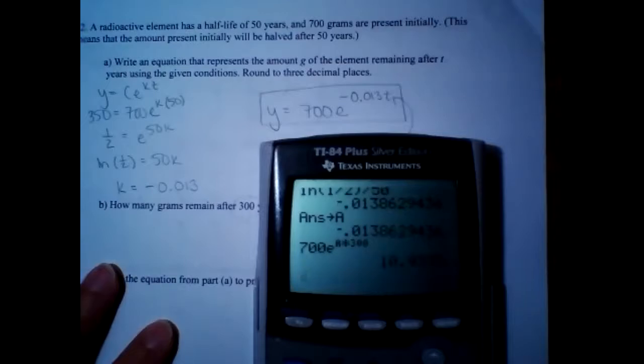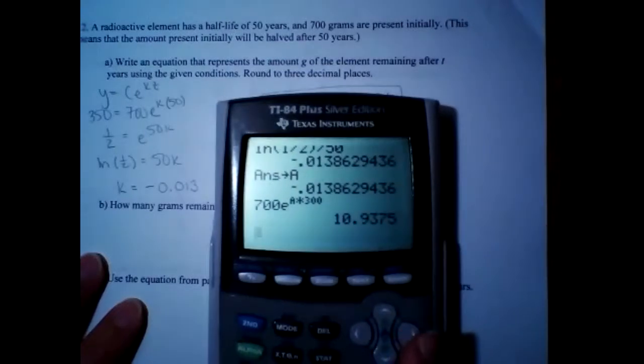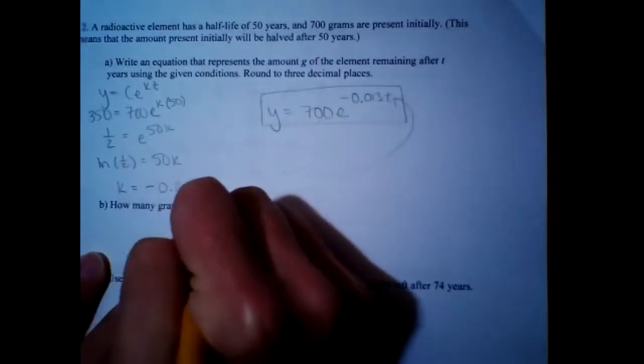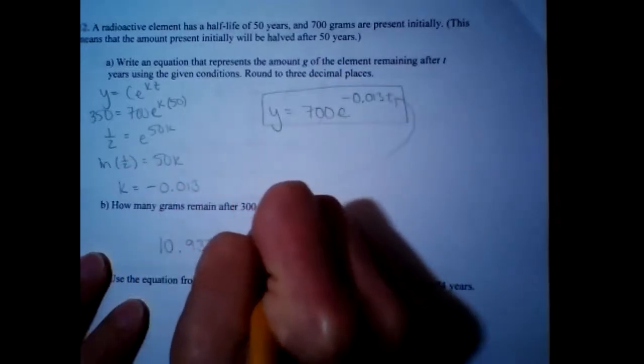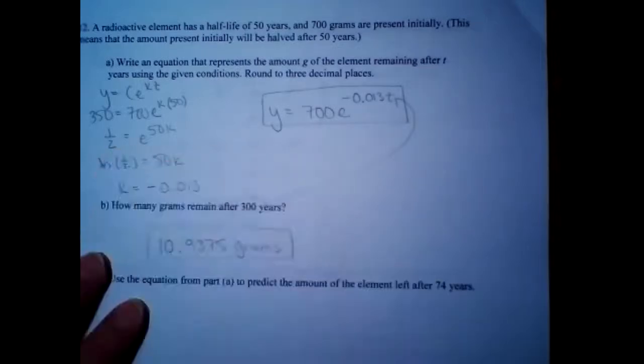And so we have 10.937 grams. And make sure you put units. I'll just write that whole decimal because it only goes one decimal point further. 10.9375 grams. So you started with 700 grams. 300 years go by, all you have left is 10.